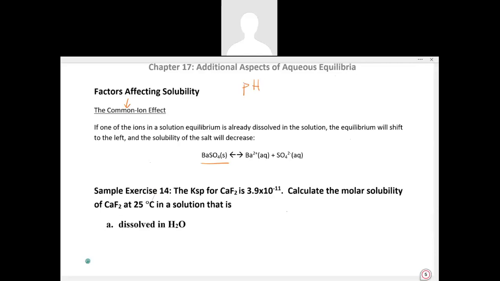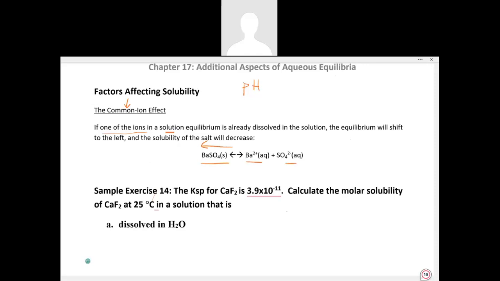In this scenario, we'll look at the common ion effect. If one of the ions in the equilibrium equation is already dissolved in solution, the equilibrium will shift to the left and the solubility of our salt will decrease. So let's take a look.